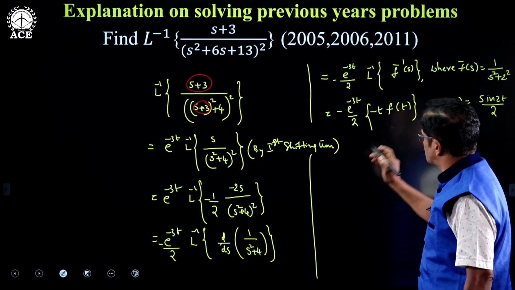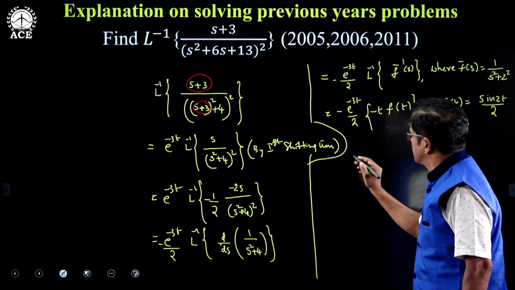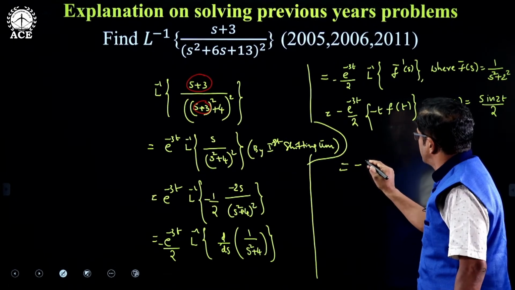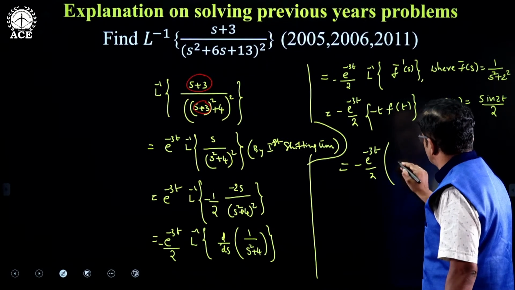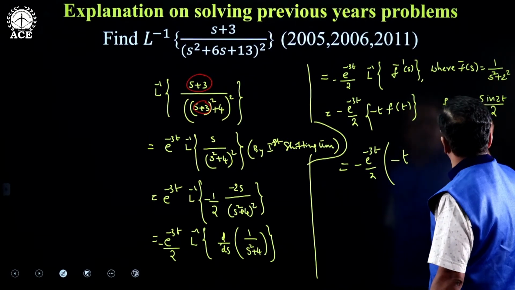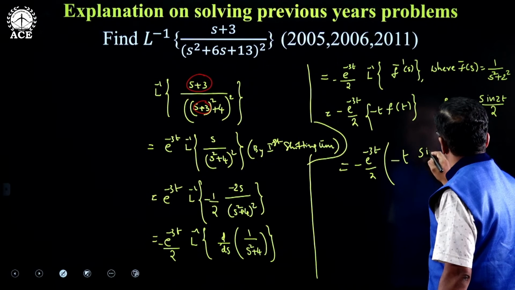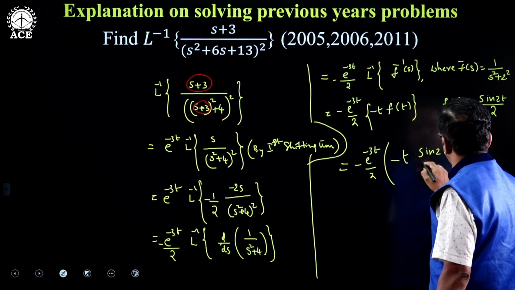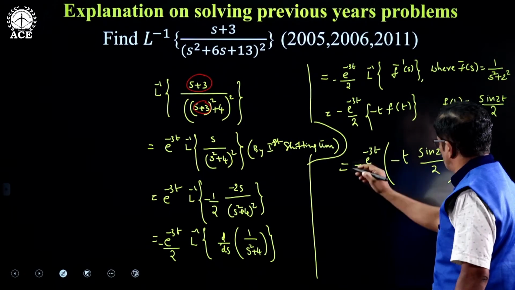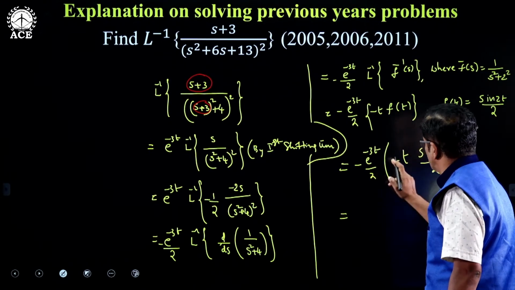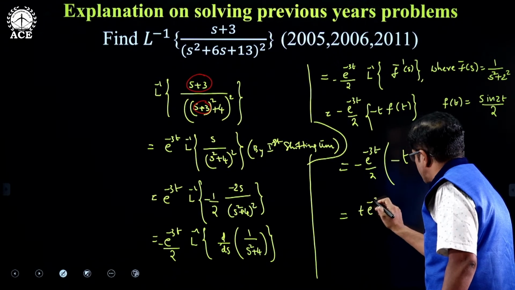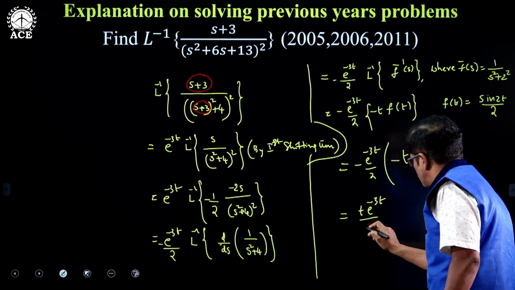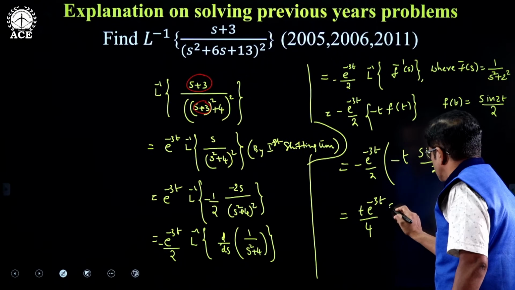So that I am going to substitute here. Which is equals to minus e power minus 3t by 2 into minus t into f of t, which is sine 2t by 2. So now you multiply minus into minus, plus. So t into e power minus 3t by 4 into sine 2t.